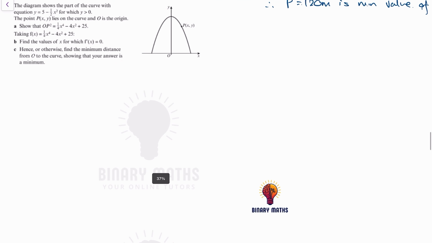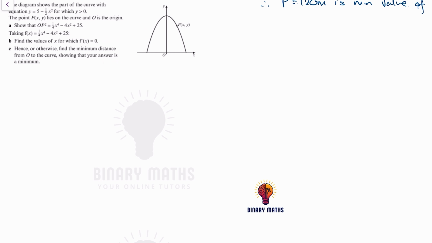Okay, next question. The diagram shows the part of the curve with equation y is equal to 5 minus a half x squared, for which y is greater than 0. The point P(x, y) lies on the curve and O is the origin. Show that AP squared is equal to a quarter x to the power 4 minus 4x squared plus 25. Okay, so what I do know is the point, which is equal to (x, y), is the same thing as x, 5 minus a half x squared.